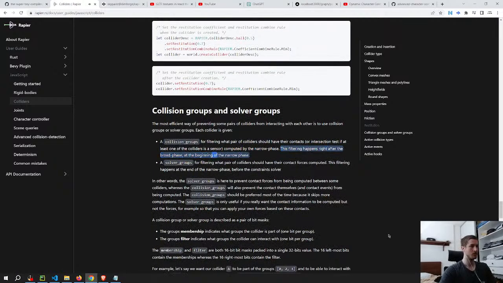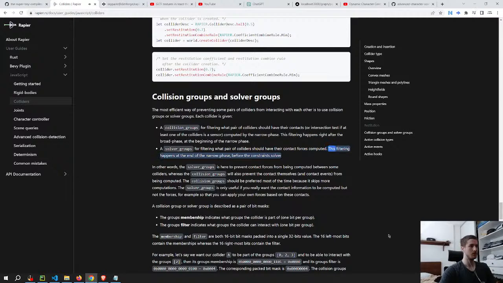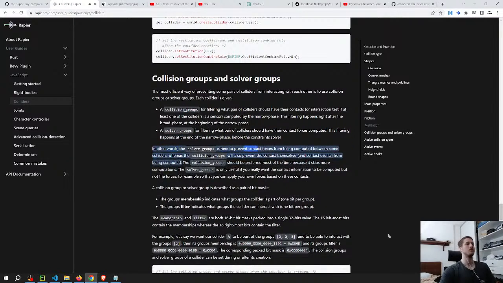This filtering happens right after the broad phase, at the beginning of the narrow phase. A solver_group is used for filtering what pair of colliders should have a contact force computed. This filtering happens at the end of the narrow phase, before the constraint solver. In other words, the solver_group is here to prevent contact forces from being computed between some colliders, whereas the collision_group will also prevent the contacts themselves and contact events from being computed.